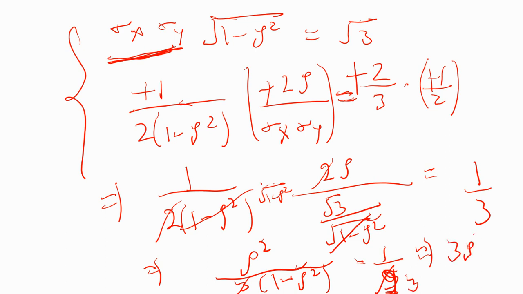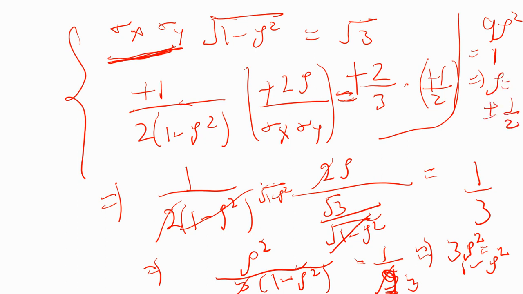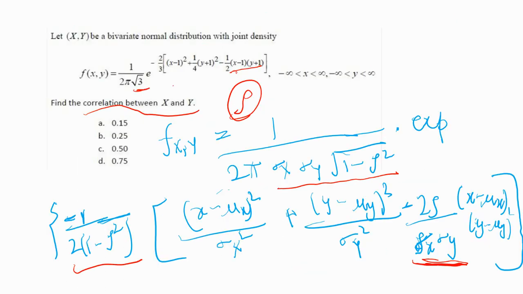So ultimately we will have 3 rho square is equal to 1 minus rho square. So it will be 4 rho square is equal to 1. That means rho square is equal to 1 by 2. So rho can be plus minus 1 by 2. So it will be 0.5. Okay.